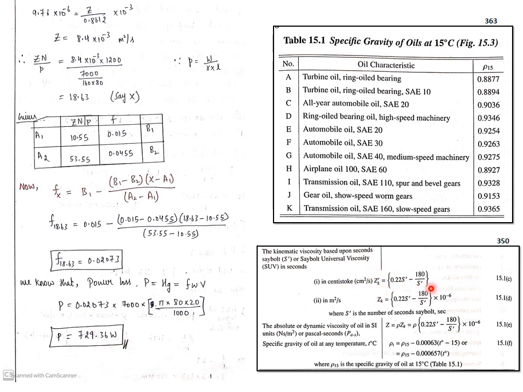So as I was telling, this is the formula that you have to use to find the value of Zk dash, that is S dash.